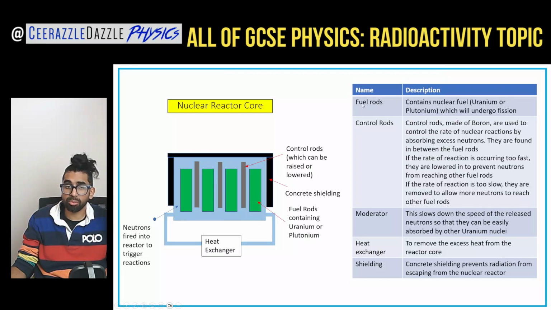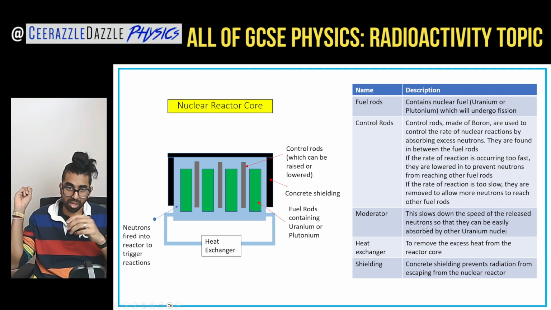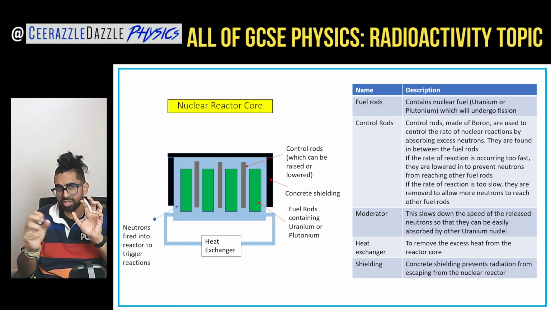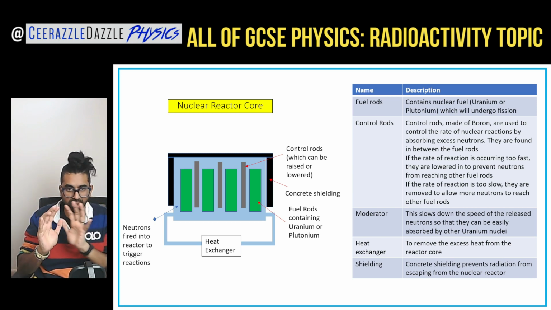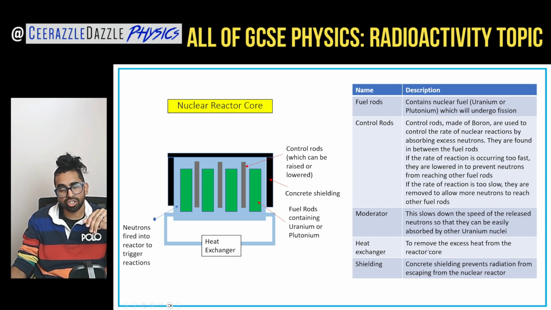And over here I've got a table just summarizing it. Fuel rods contain the nuclear fuel which will undergo the fission. Control rods are raised and lowered to absorb the excess neutrons. There's also a moderator which slows down the speed of the neutrons so that they can be easily absorbed by other uranium nuclei. If the neutrons are traveling too fast, a uranium nucleus can't absorb it. It's like someone throwing a ball at you really fast, you can't catch it. The heat exchanger is used to remove heat from the whole system, so therefore it doesn't overheat. And then shielding is the concrete shielding on top, just to prevent the radiation from escaping.